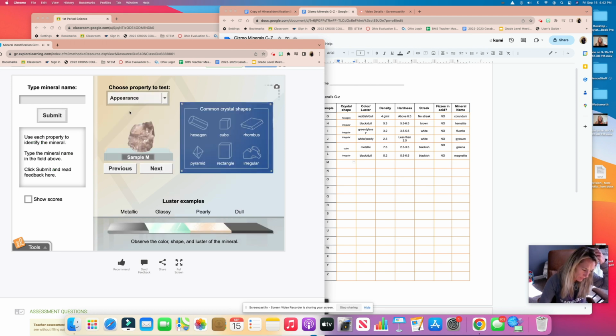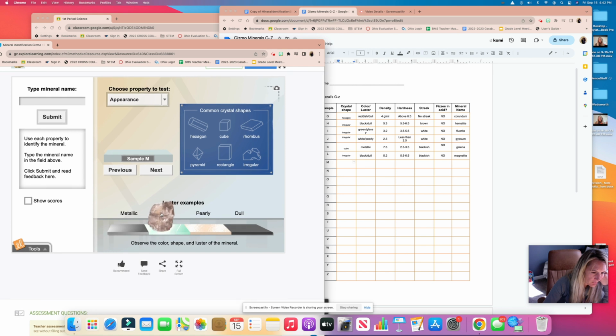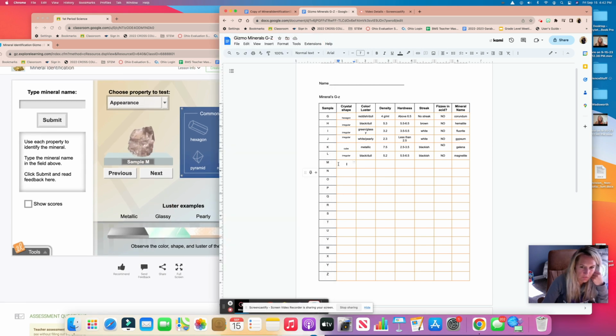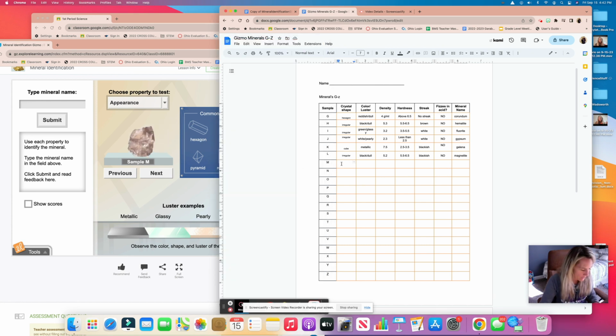Let's look at appearance. Letter M is kind of a grayish color. It's kind of glassy gray, so I would say grayish, but kind of glassy. The crystal structure is irregular. It looks pretty irregular. It's kind of grayish, almost got a pinkish tint, and it is still glassy. You can see that it's got some glass to it.